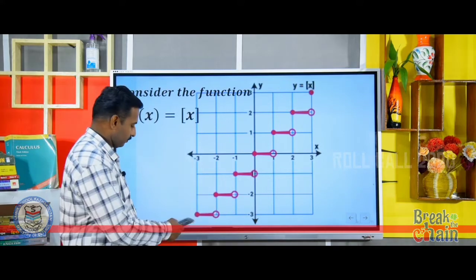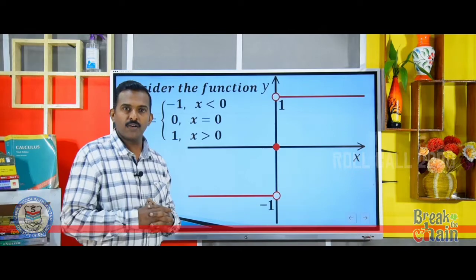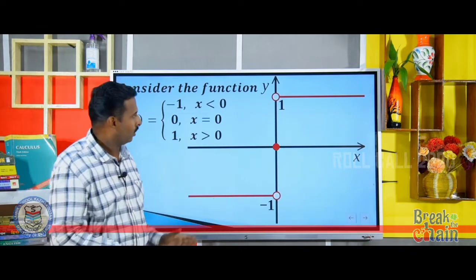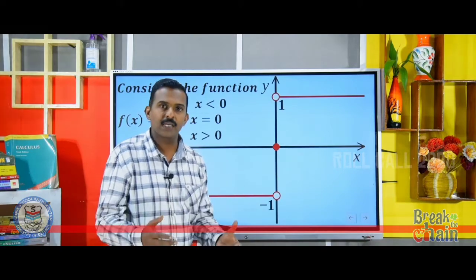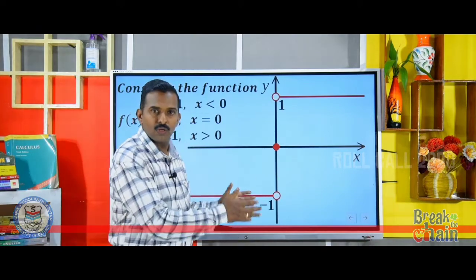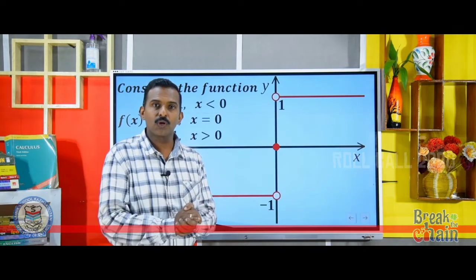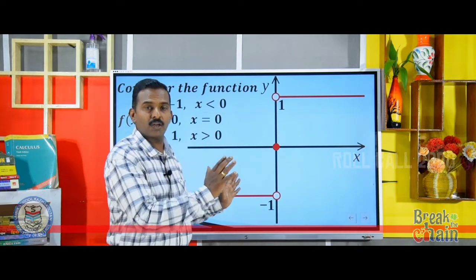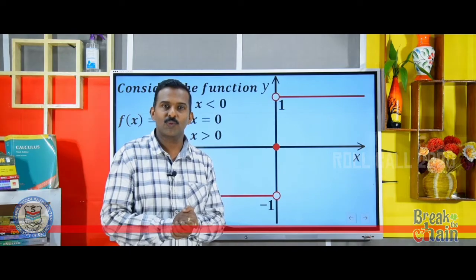Signum function. The signum function takes the value minus 1 when x is less than 0, takes the value 1 when x is greater than 0, and at x equal to 0 it takes the value 0. This graph also breaks at the point x equal to 0. Therefore, this is also a function which is not continuous. The point of discontinuity is x equal to 0.